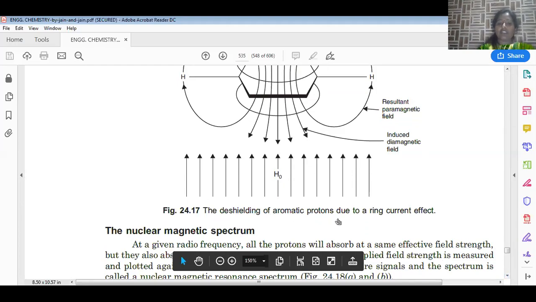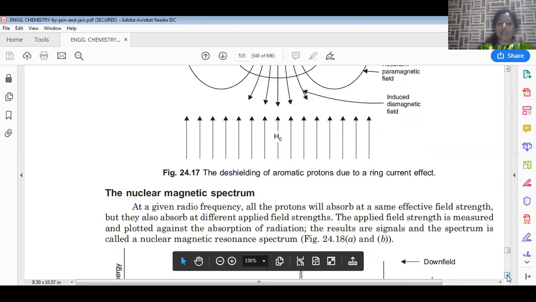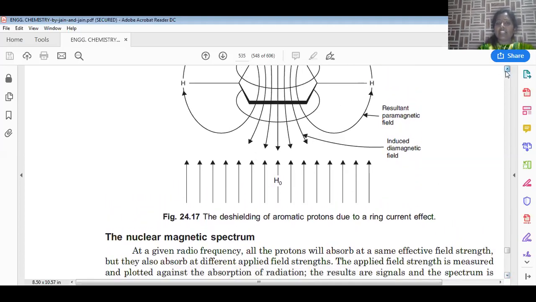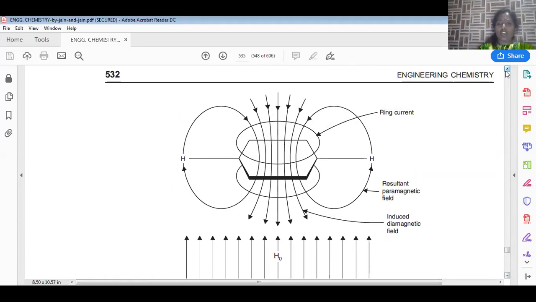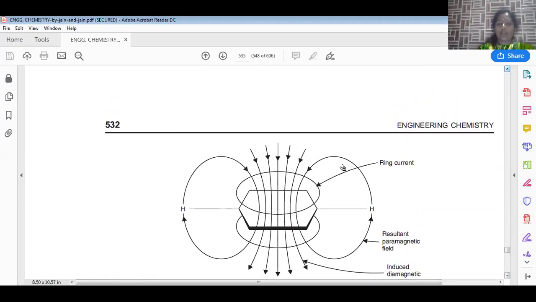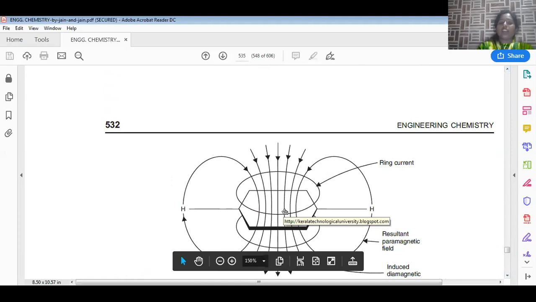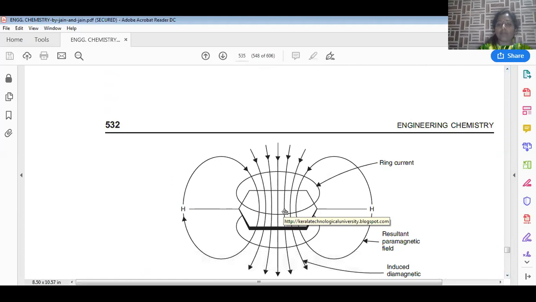Because of deshielding effect of aromatic protons, ring protons will appear in the range of 6 to 8 ppm. We can easily identify aromatic protons present in the given compound because aromatic protons will give a complex signal in the range of 6 to 8 ppm. It is the characteristic peak for aromatic hydrogens only. This is also because of deshielding effect. So this is about shielding, deshielding and instrumentation of NMR spectroscopy.